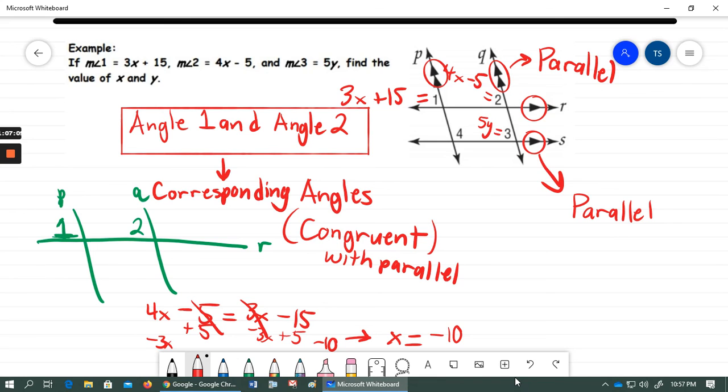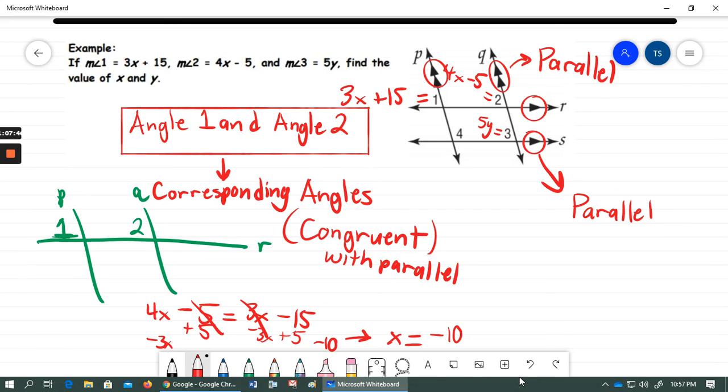Did I write something wrong? 3x plus 15, 4x minus 5. I don't think I wrote anything wrong. Let's make sure. 1 and 2 are corresponding angles, which means that when you set them equal to each other, because they're congruent, yes. I'm not tripping. x equals negative 10. All right, so apparently x equals negative 10. Sure, okay, fine. I don't really believe that, but okay.